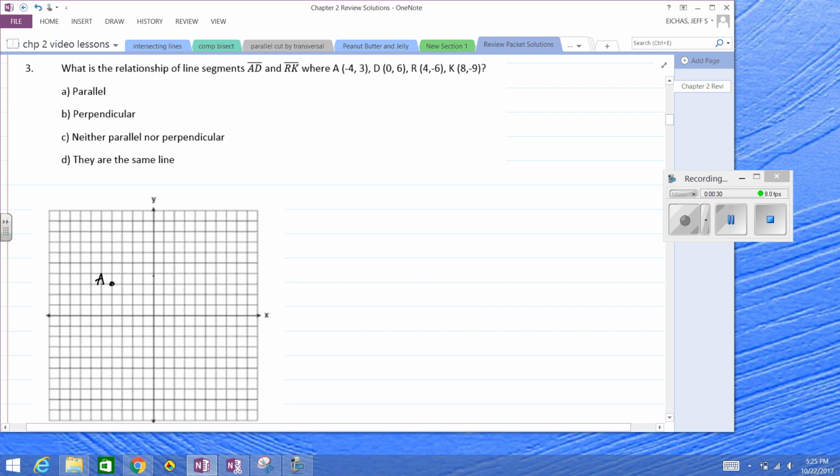1, 2, 3. So then we get D at 0, 6. 6, that's R. And then K is at 8, negative 9.